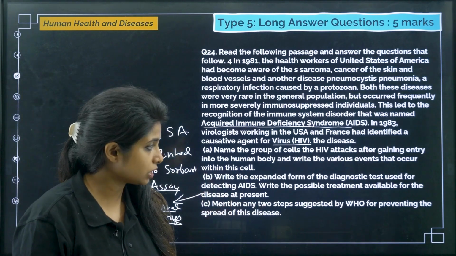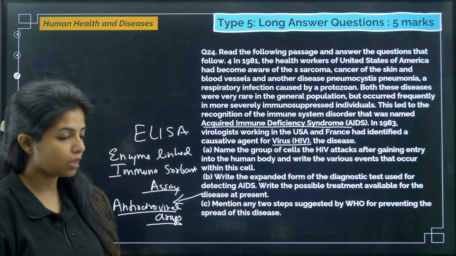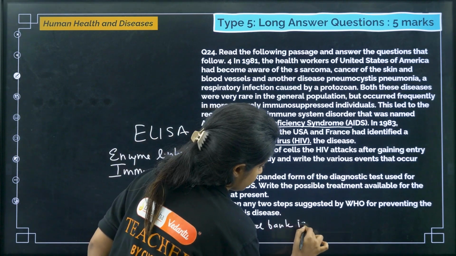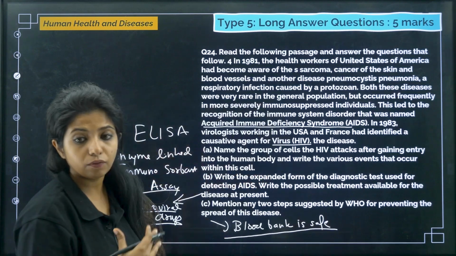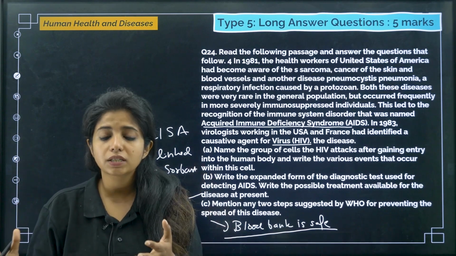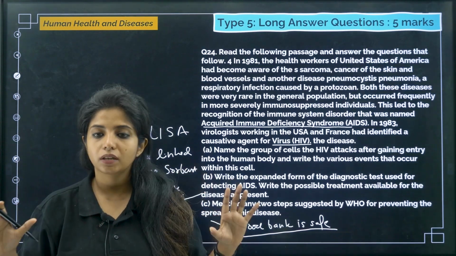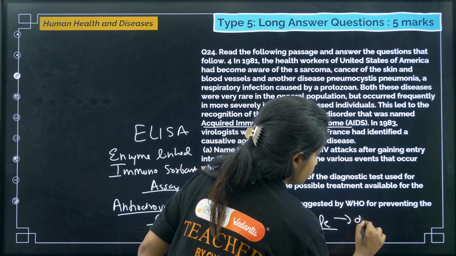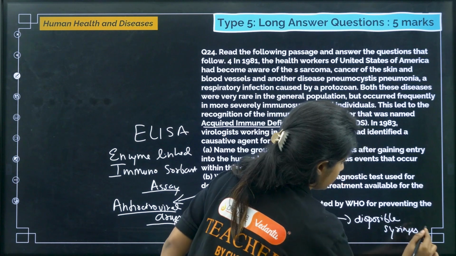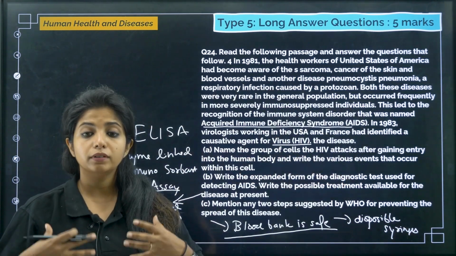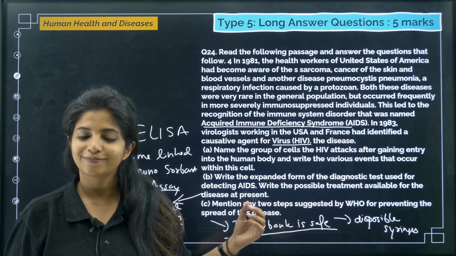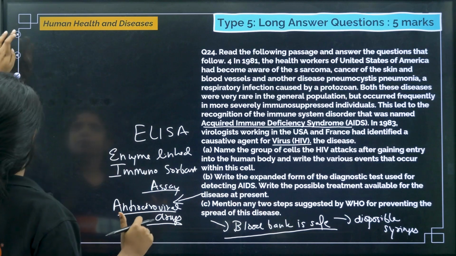Now mention any 2 steps suggested by WHO for preventing the spread of this disease. One is blood banks are made safe. For example, people who have thalassemia and anything where you have blood transfusions to be made every now and then, if the blood itself is contaminated, the other person will also have it. So blood banks are now safe. The second thing, disposable syringes are being used now. Disposable syringes are used so that people don't repeat the syringes, and that's how the blood would get mixed and you could have disease. So that could be avoided. Done with that? The next portion.